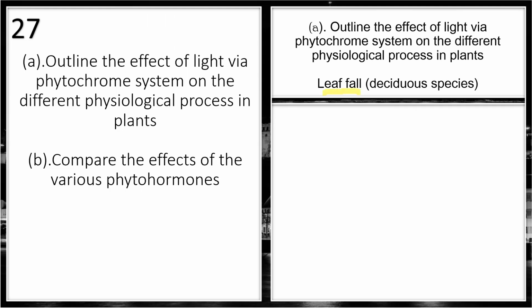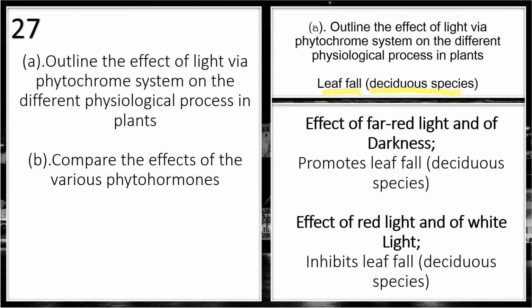Leaf fall, deciduous species. Far red light and darkness promote leaf fall in deciduous species. Red light and white light inhibit leaf fall.